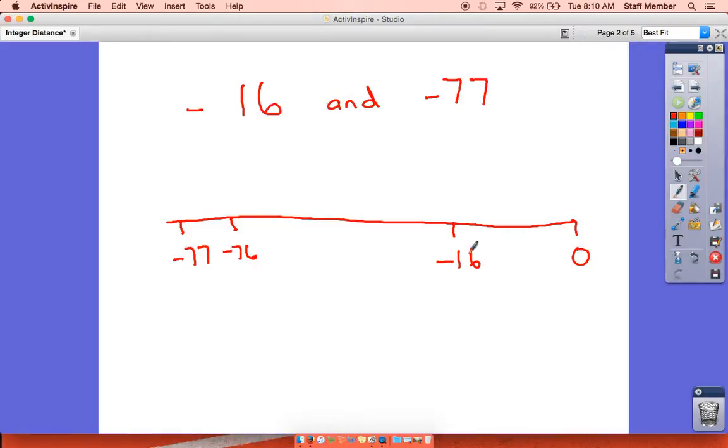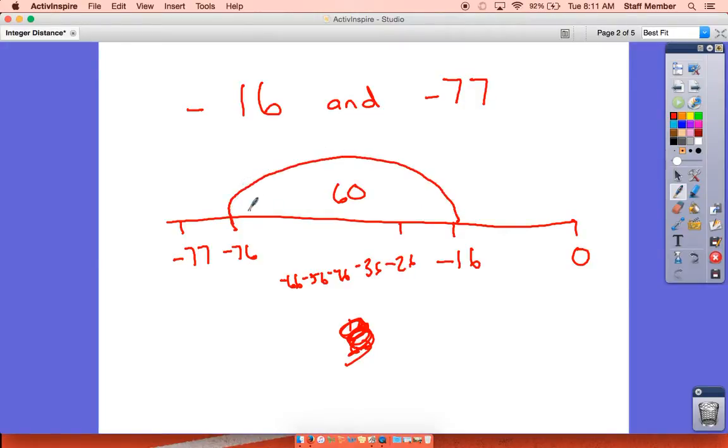Because I know it's easy to count by tens if we have 16 and 76 here, because they both end in 6. So 10 would be negative 26. 20 would be negative, let me write this on here so it makes more sense. So there's negative 26, negative 36, negative 46, negative 56, negative 66, negative 76. So here would be 10, 20, 30, 40, 50, 60. So from negative 16 to negative 76 is going to be 60.